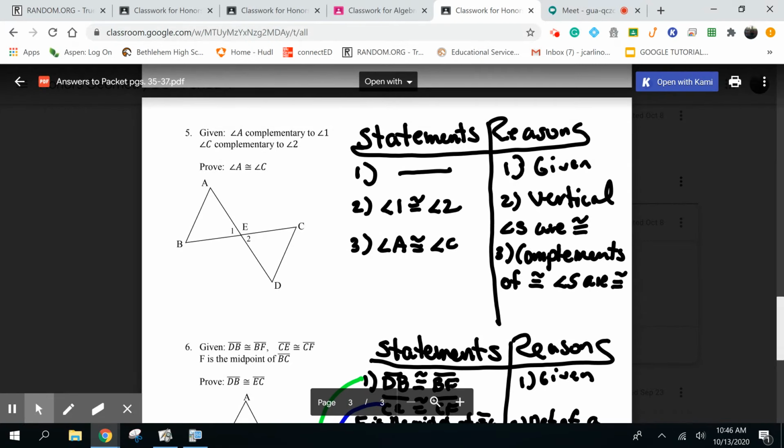Question, Dave? Are there just proofs on the test, or are there multiple? There's more. We're going to go over the format here in a second when I'm done with homework. Yep, there's more than proofs.